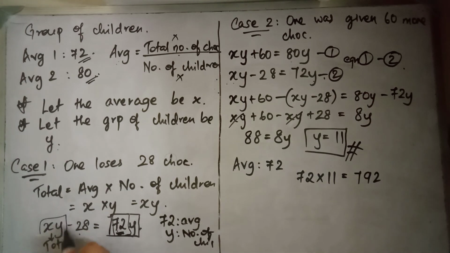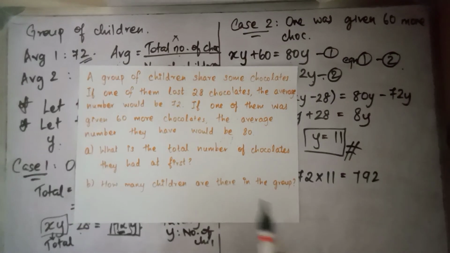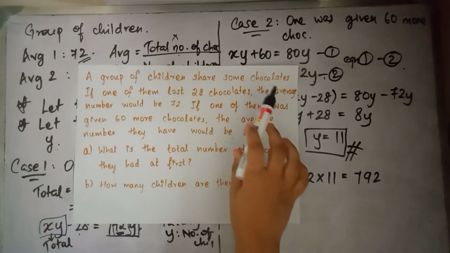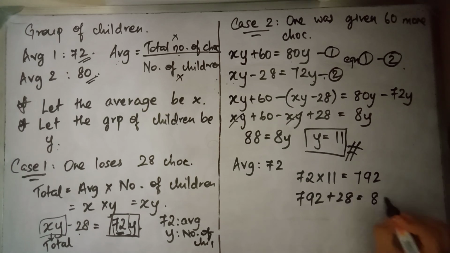To find xy, the question wants the total number of chocolates they had at first. That means these two if conditions did not happen. At first they shared some chocolates, right? That's what they want. So we have found out 72y, that is 792. To find out xy, we have to bring 28 over to this side. So we have 792 plus 28, and that gives us 820. So the initial number of chocolates would be 820.